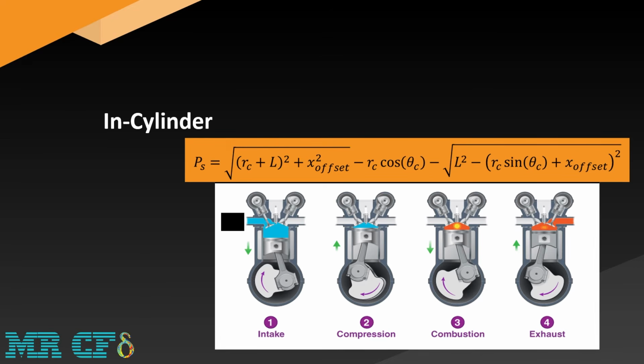Now, when the piston reaches the lowest possible point in the cylinder, that place is called bottom dead center or BDC. That is when the crankshaft is completely aligned between the piston pin and the crankshaft pin, and the crankshaft angle is equal to pi. At this time, the position of the piston or PS is equal to 2RC.